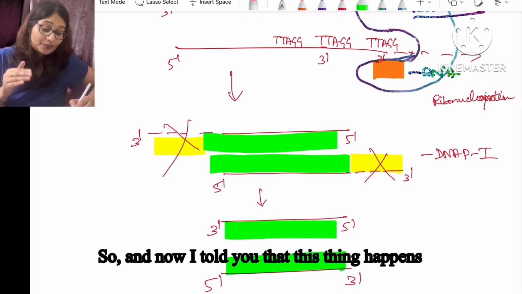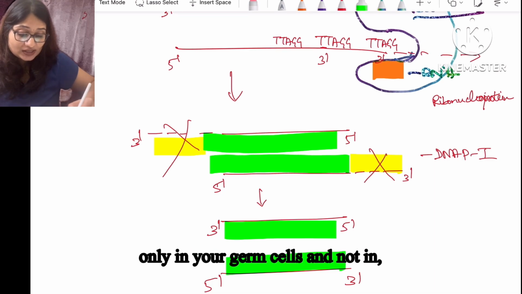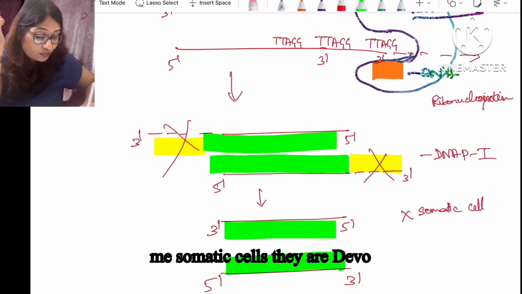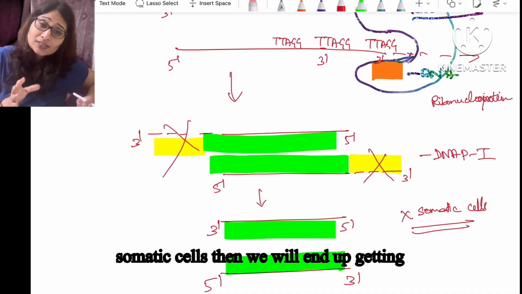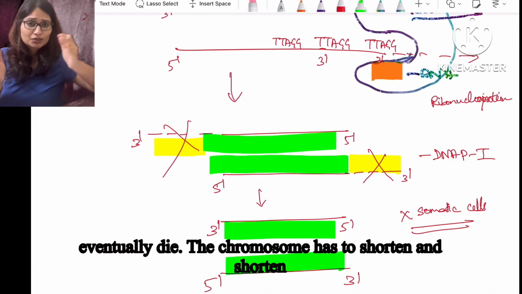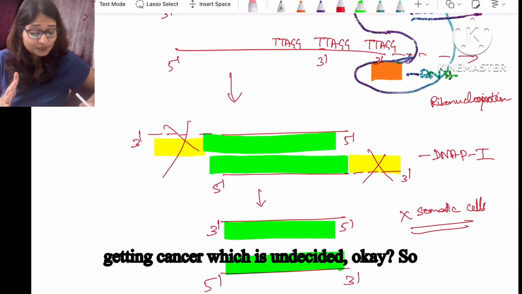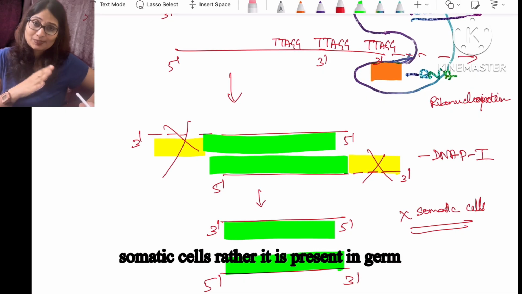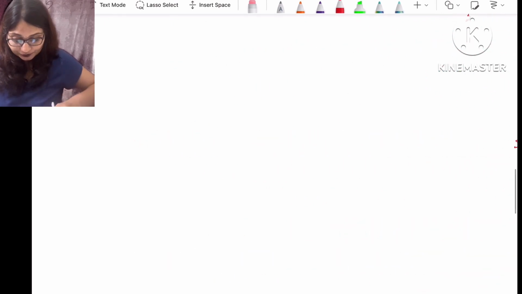I told you that this thing happens only in your germ cells and never in somatic cells. Somatic cells are devoid of telomerase. If telomerase is present in somatic cells, then we'll end up getting cancer, because somatic cells have to eventually die. The chromosome has to shorten and shorten, and eventually the cell has to die. If this is not happening, we'll end up getting cancer, which is uncontrolled division. That is why telomerase is not present in somatic cells; rather it is present in germ cells. Fine. With this concept, let's move on to the question now.